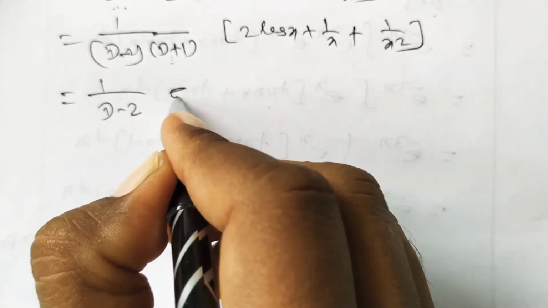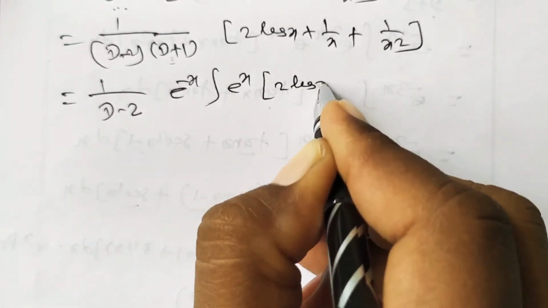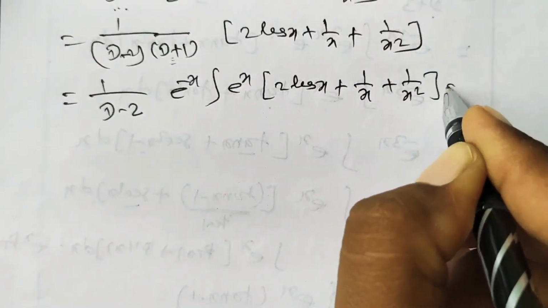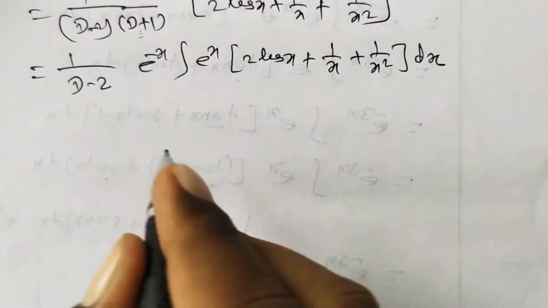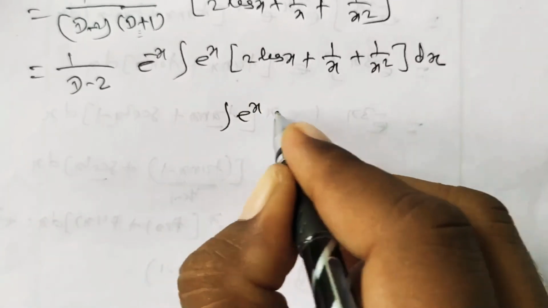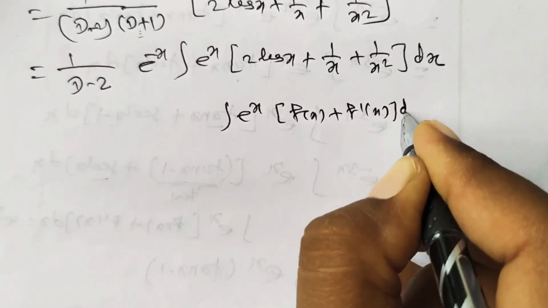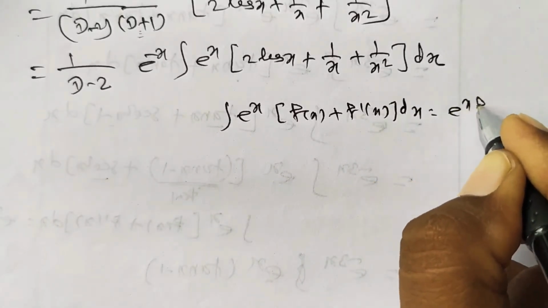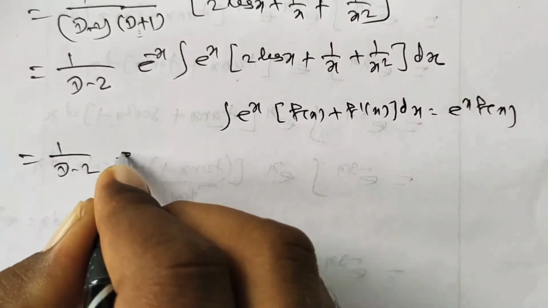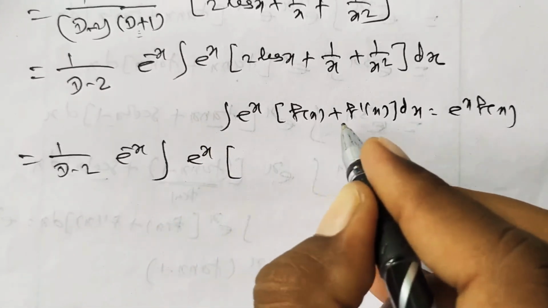If we take D plus 1 here, then it is e^(minus x) into the integration of e^x into (2 log x plus 1/x plus 1/x²) dx. Now we have to find the integration of this, again e^x into something. We know the formula: integration of e^x into (f of x plus f dash of x) dx is equal to e^x into f of x. So for using this formula, we have to adjust this term.